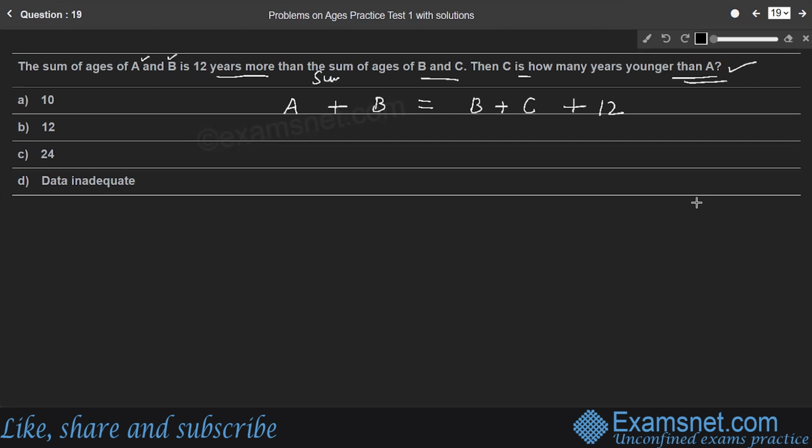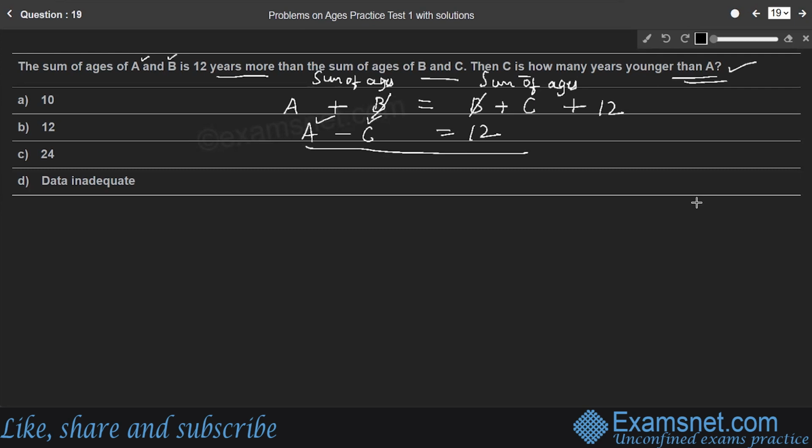So the sum of ages of A and B is A plus B, and the sum of ages of B and C is B plus C, right? So here, C is how many years younger than A? For that, we'll solve this. Here B and B will get cancelled, right? So B minus B becomes 0 here. So A minus C is equal to 12. So that means the difference between the ages of A and C is 12, right?